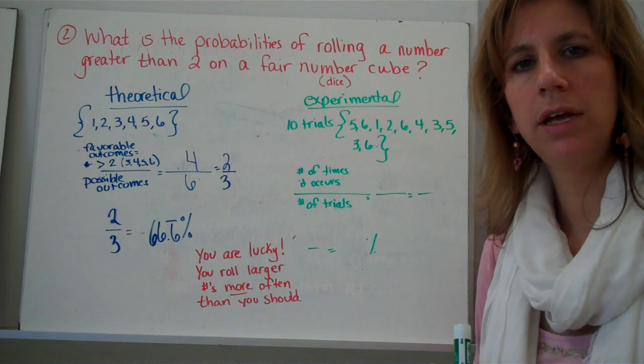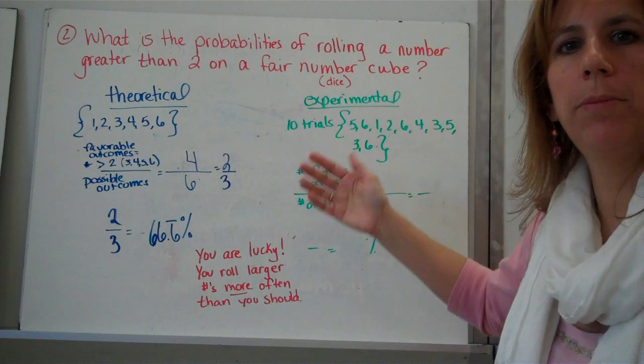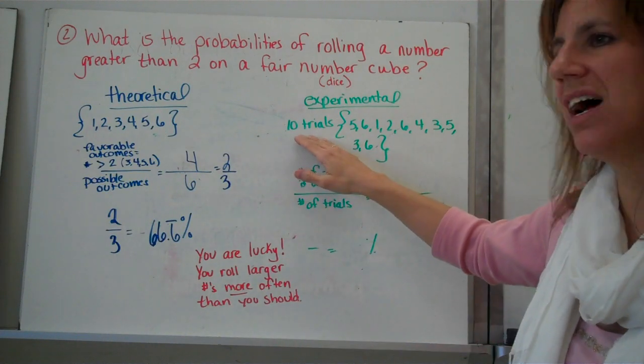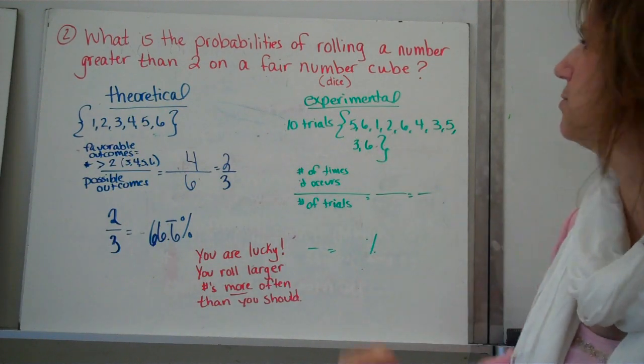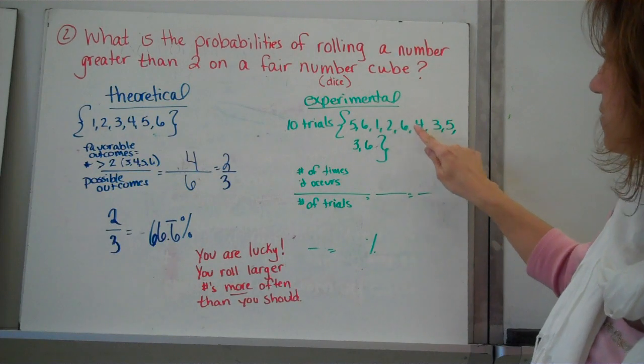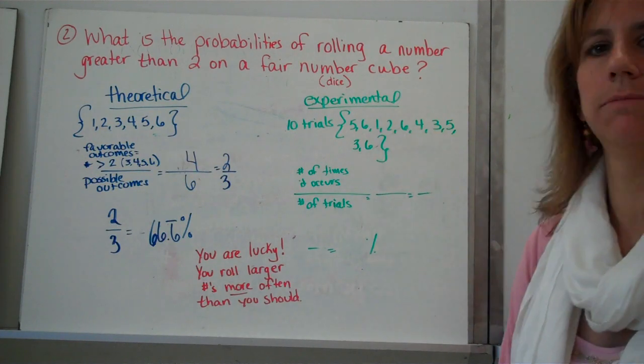All right, let's say you did the experiment. You rolled a number cube 10 times. And this is what you got when you rolled that 10 times. You got a 5, 6, 1, 2, 6, 4, 3, 5, 3, and 6.